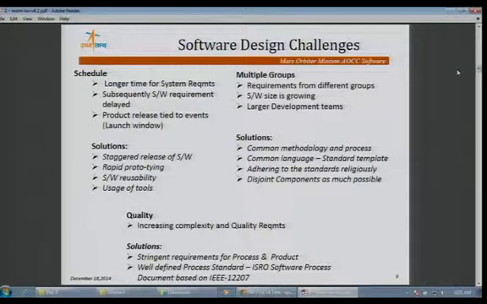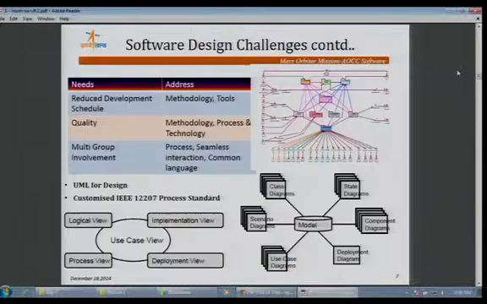The major thrust is also on the increasing complexity and the increasing quality requirements, which are very important for the success of the mission, and which are followed with a stringent process and product. We have the ISRO software process document, based on IEEE 12207, which is being followed. Next slide, please.